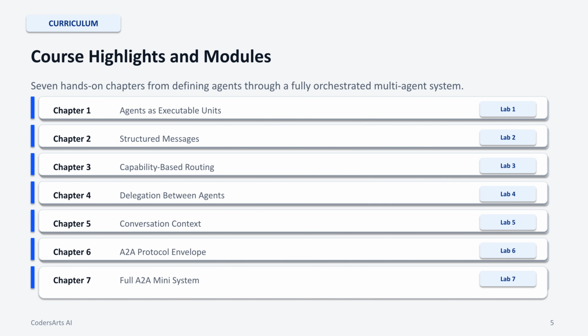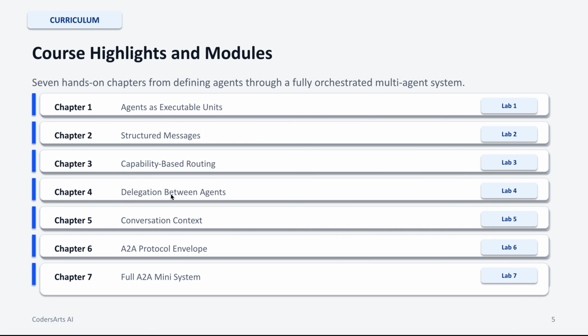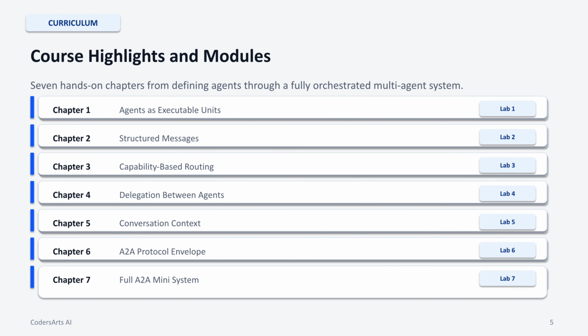The course walks you through the full journey, from defining agents as executable units to building structured messaging systems, then capability-based routing, delegation between agents, conversational context, A2A protocol envelopes, and finally building a complete A2A system from scratch. And every chapter includes a hands-on lab so you build while learning.